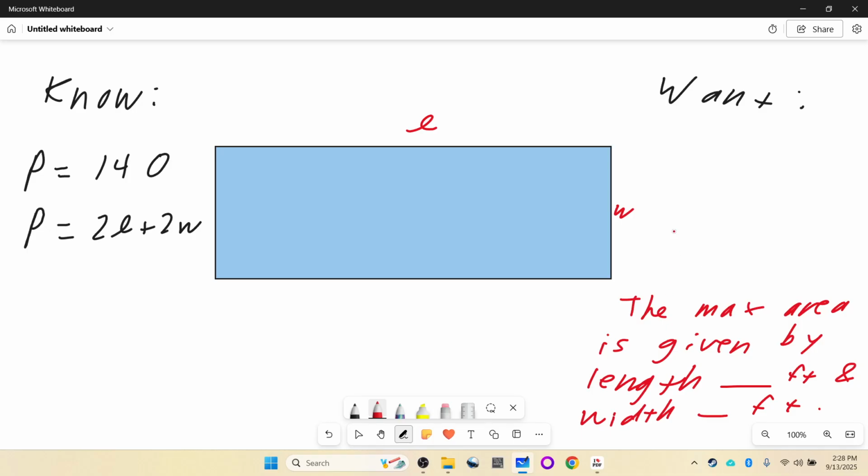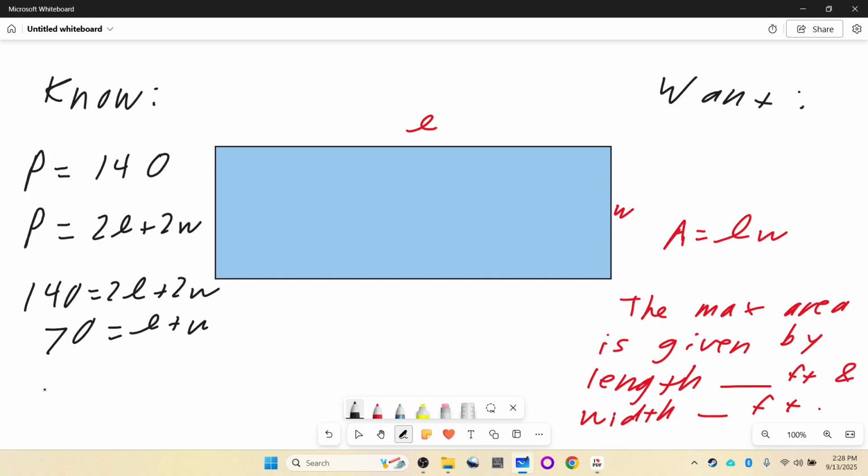So, okay, I want area. Well, area equals length times width. So, here's the trick: we want to use this function, this area, and maximize it. The problem is that it has 2 variables, and we're not really prepared to deal with 2 different input variables. So what we do instead is use what we know. We know that 140 is 2L plus 2W. So 70 is L plus W, which means length is 70 minus W.